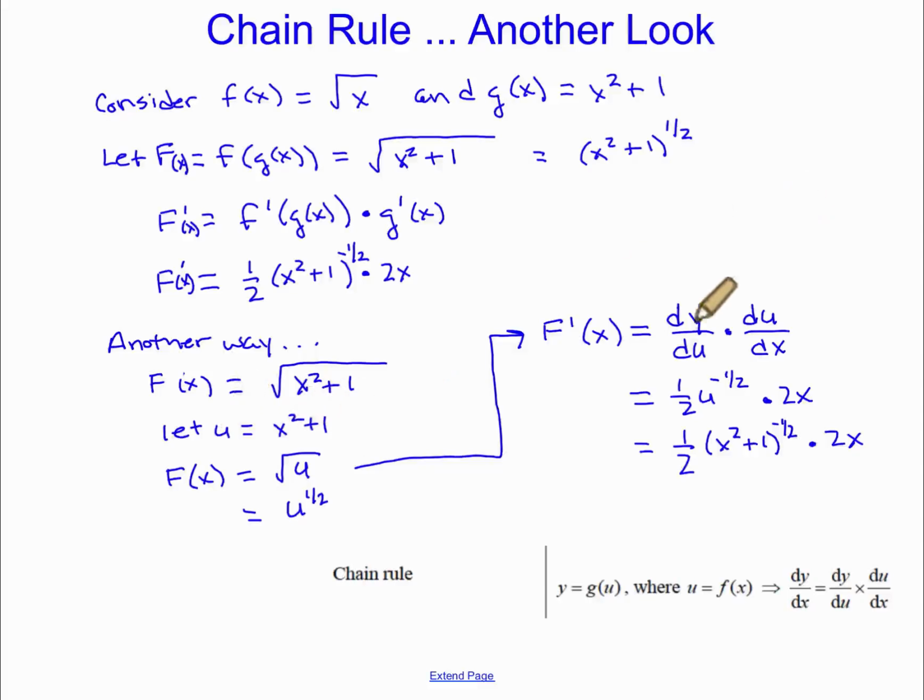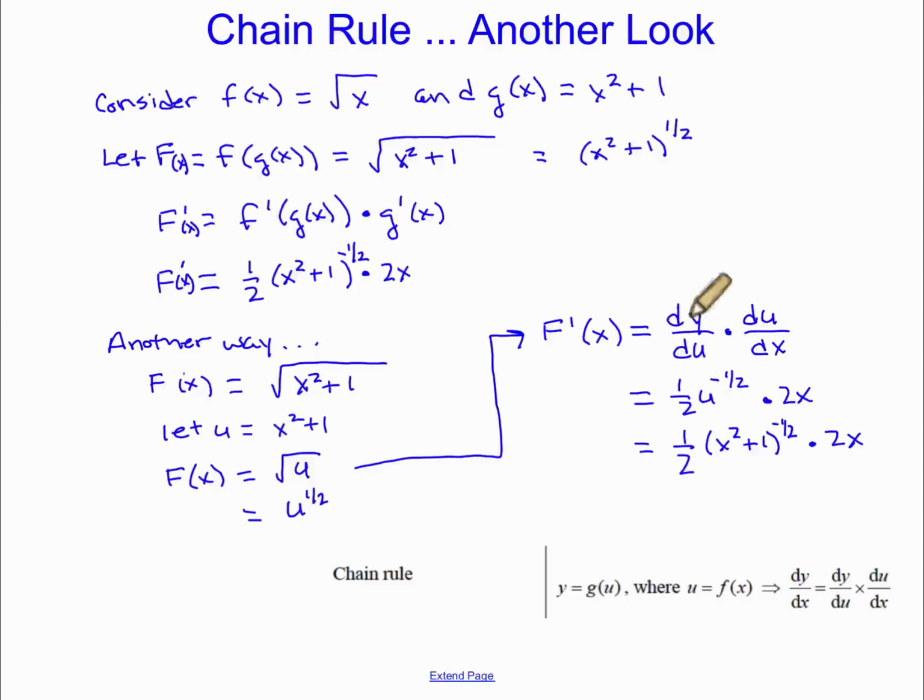So if we do that, dy du, u to the 1/2, the derivative is 1/2 u to the negative 1/2. Du dx is the derivative of x squared plus 1, or 2x. And then we're done with the derivative, the mechanics of it. So we substitute x squared plus 1 back in for u, and we end up with the exact same thing that we got here, okay?